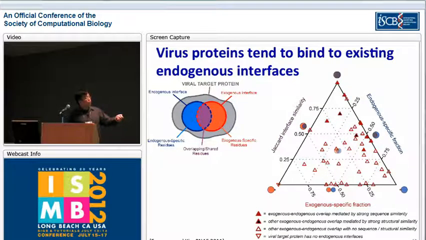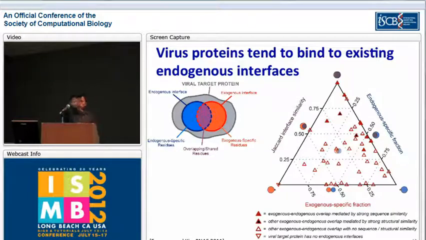These are cases where there's perfect overlap. The endogenous and the exogenous interface completely overlap. There are cases of that. On the bottom line are basically no overlap. But most of the time, we find that there is a strong degree of overlap between exogenous interfaces and endogenous interfaces. And bear in mind that the expectation here is very low because the protein is big.